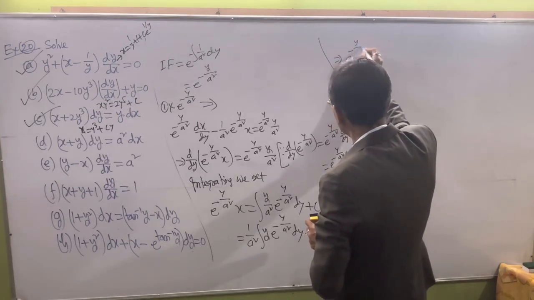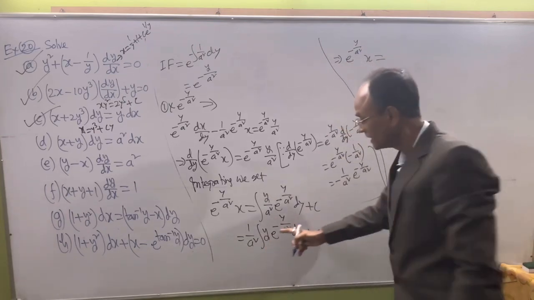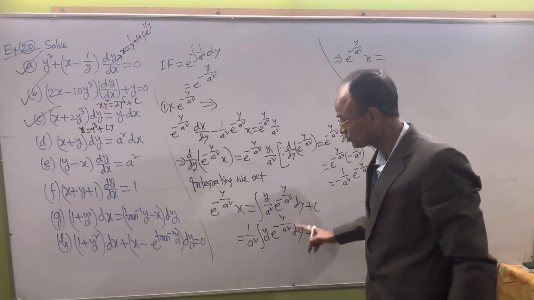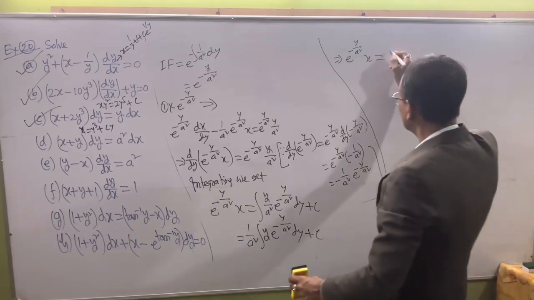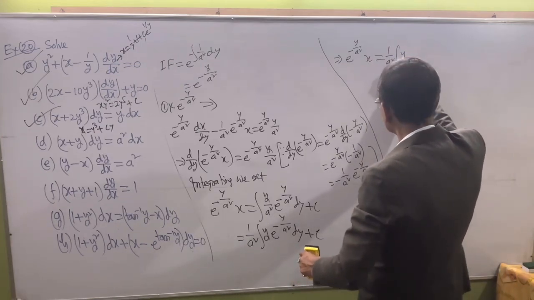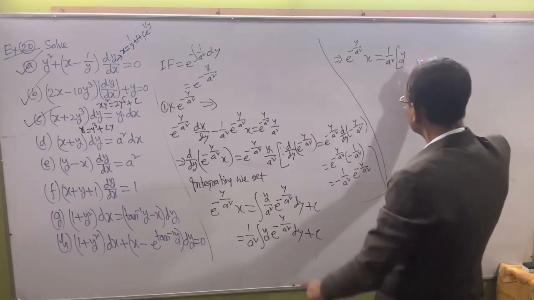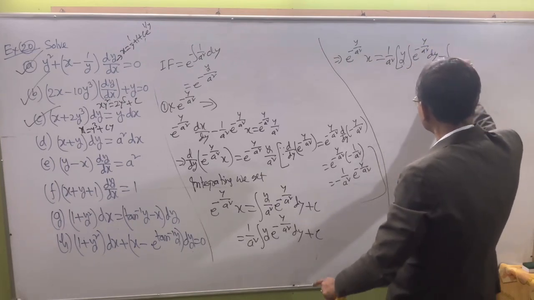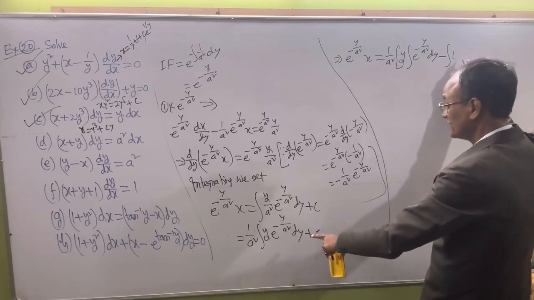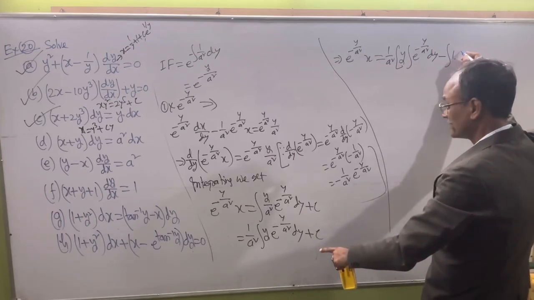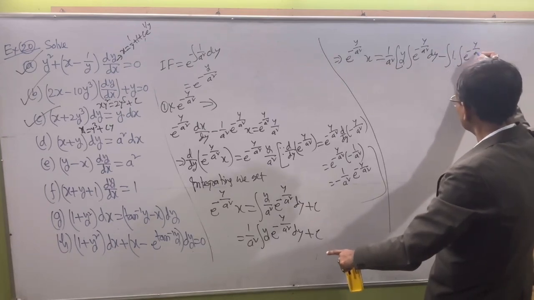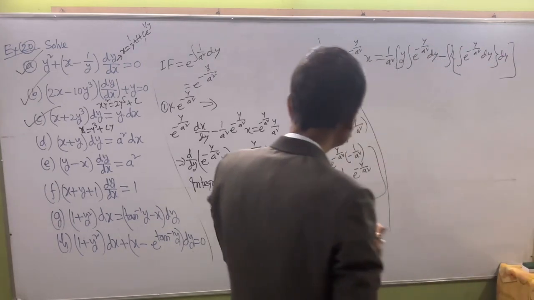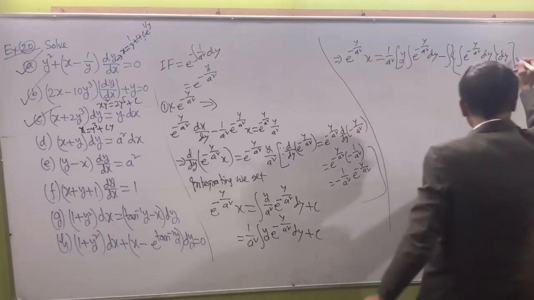e to the power minus y by a square x equals a product function का इंटीग्रेशन है. फर्स्ट फंक्शन y, सेकेंड फंक्शन e to the power minus y by a square, 1 by a square. फर्स्ट फंक्शन y, इंटीग्रेशन ऑफ द सेकेंड फंक्शन. आप इंटीग्रेट लिख लीजिए, कोई दिक्कत नहीं. माइनस डिफरेंशिएशन ऑफ द फर्स्ट फंक्शन 1 into integration of the second function e to the power minus y by a square dy, and whole integral is this plus c. You may write plus c.